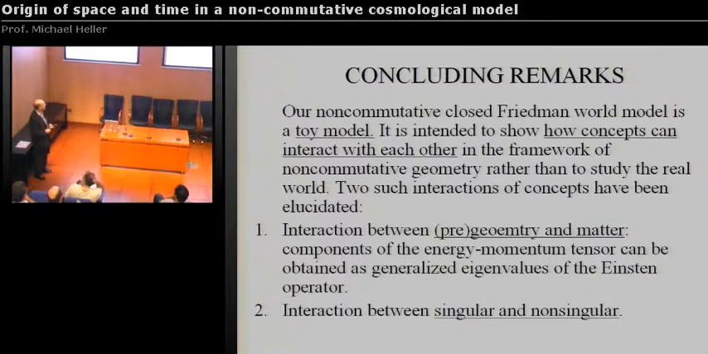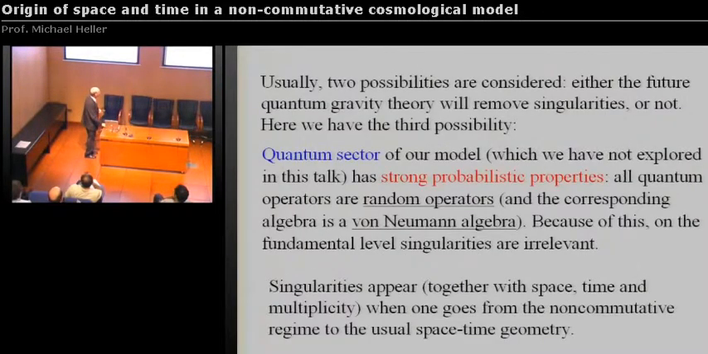The quantum sector of our model, which was not explored fully in this talk, as we saw, has strong probabilistic properties. All quantum operators are random operators in our model, and they form what is called in mathematics a von Neumann algebra. Because of this, the fundamental level, the Planck level, is a probabilistic level.